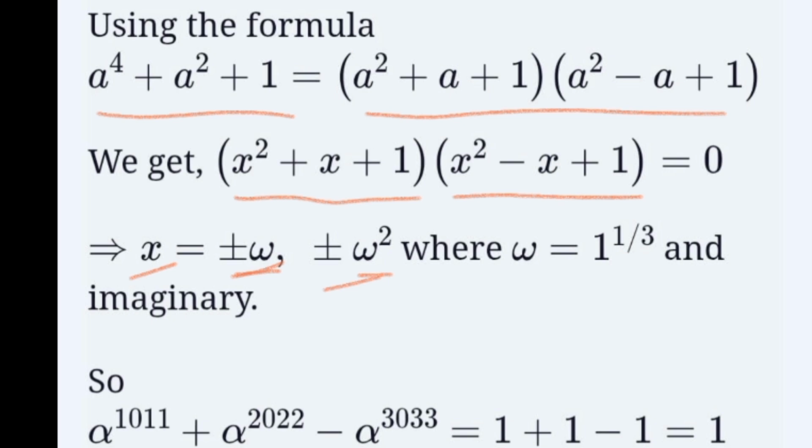Now alpha power 1011 plus alpha power 2022 minus alpha power 3033. So alpha means omega, omega power 1011 means 1, omega power 2022 means also 1, minus omega power 3033 means minus 1. So here both cancel, that is the value is 1.